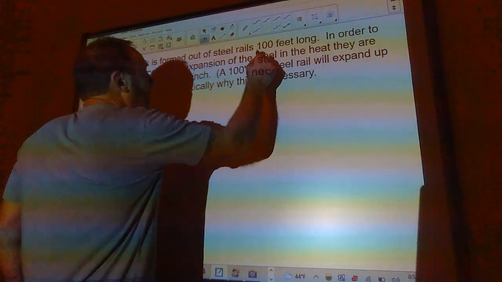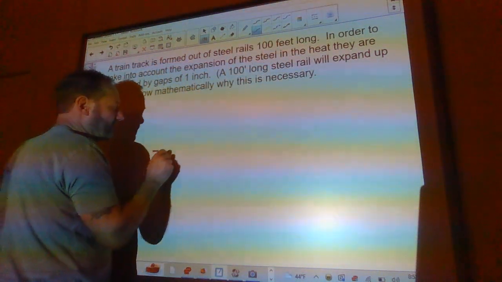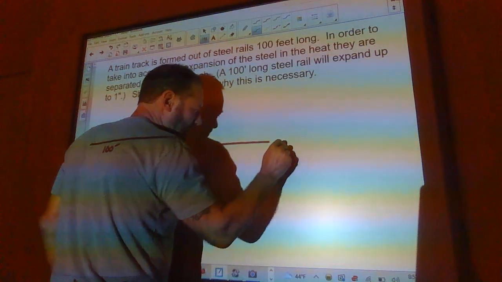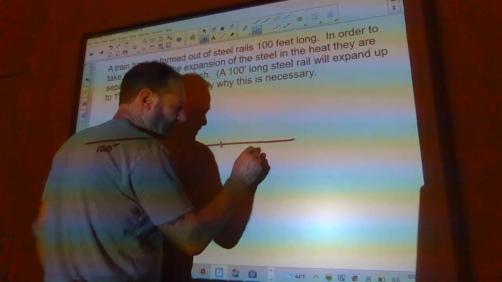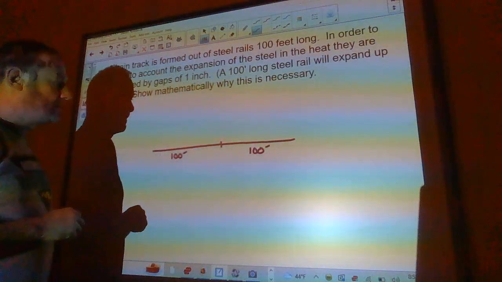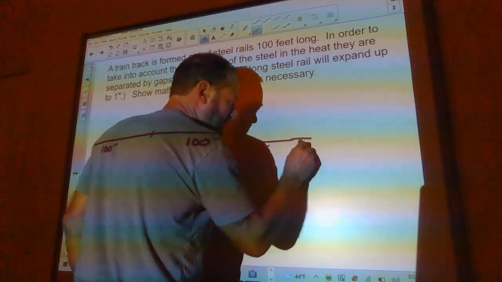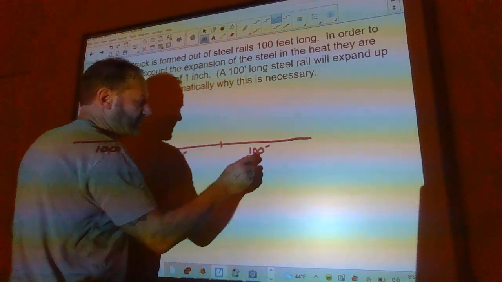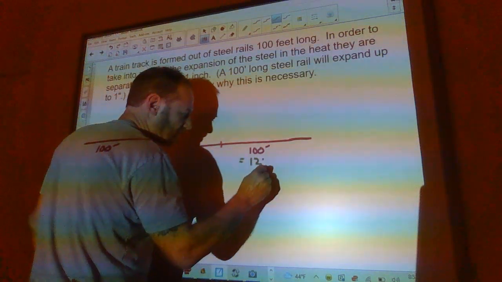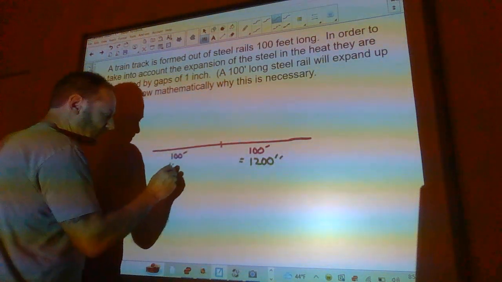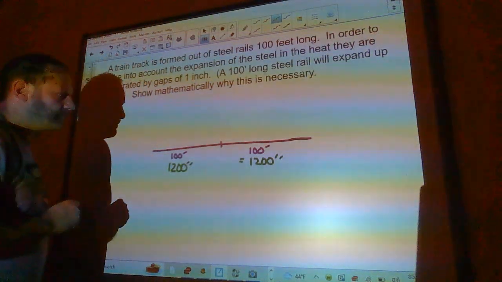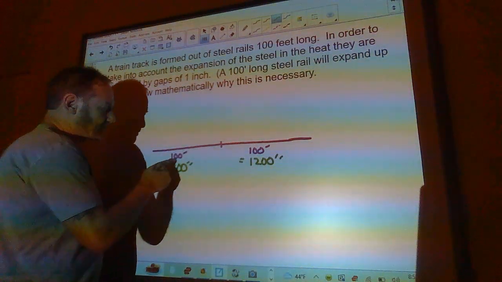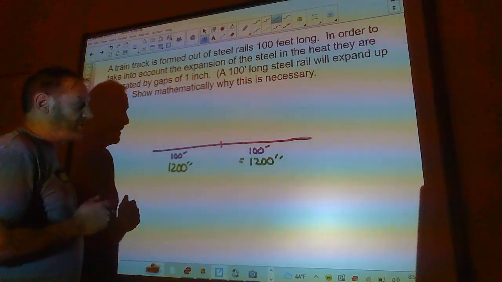Okay, so here's what we have. We've got a piece of train track right here. It's 100 feet long. We've got another piece of train track right here that's 100 feet long. Okay, and we know that this will expand in the heat 1 inch. So let's do this. Let's convert these to inches. This is equal to 1,200 inches, and this is equal to 1,200 inches. Okay, now what happens is if this expands 1 inch, it becomes 101 inches.